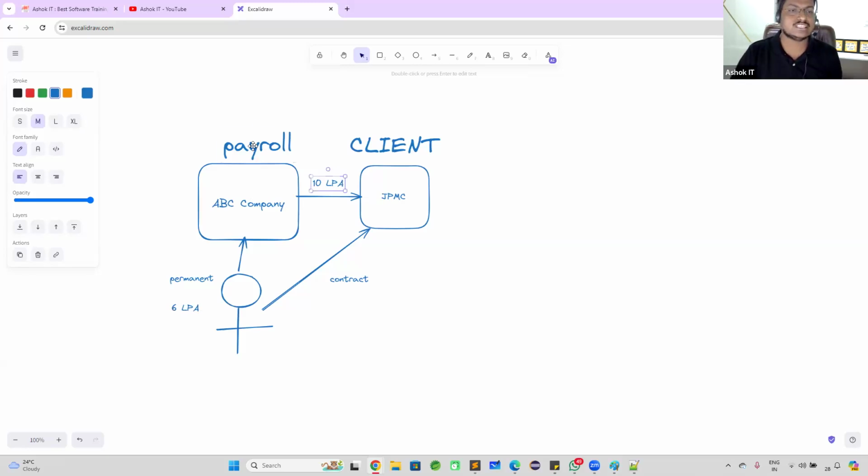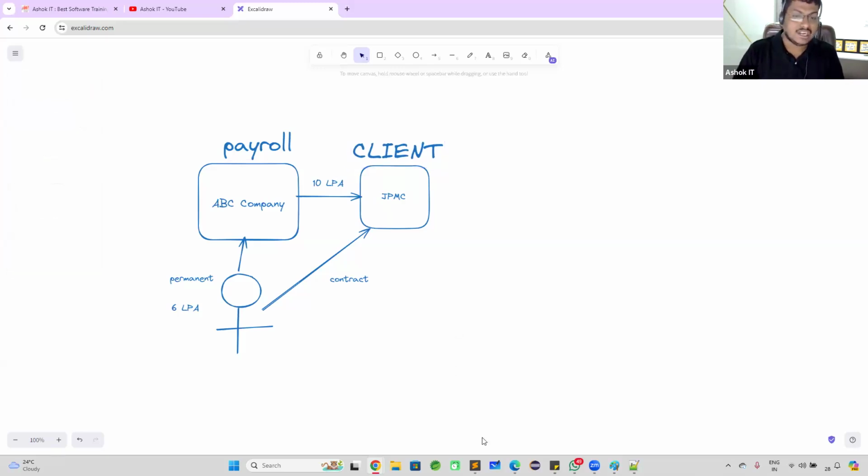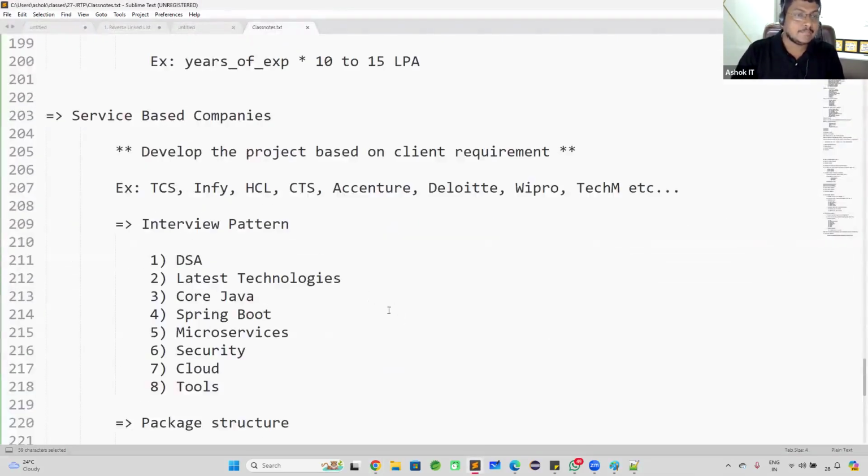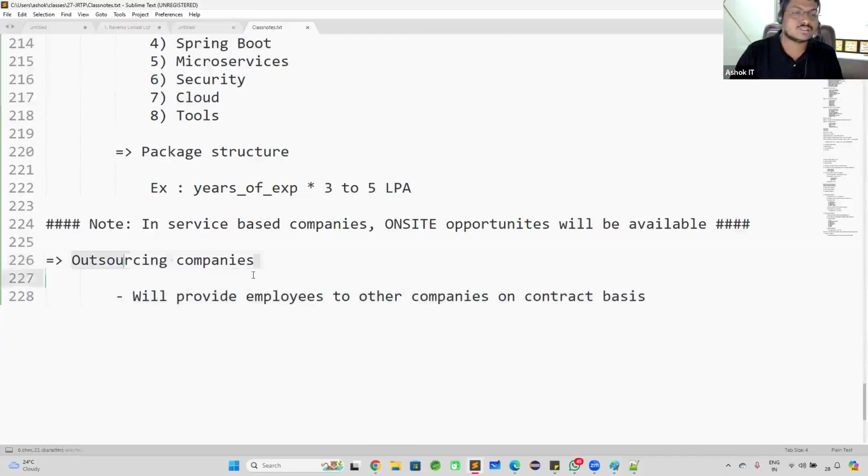So the company which is giving the salary to you is called a payroll company, and you are working on some other company's project, right? That is called your client company. Nowadays, many service-based companies are doing this outsourcing business also. Capgemini is doing outsourcing, Cognizant is doing outsourcing, HCL, Tech Mahindra, and Wipro are doing outsourcing.